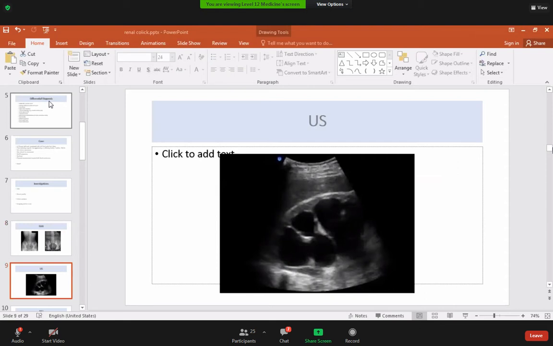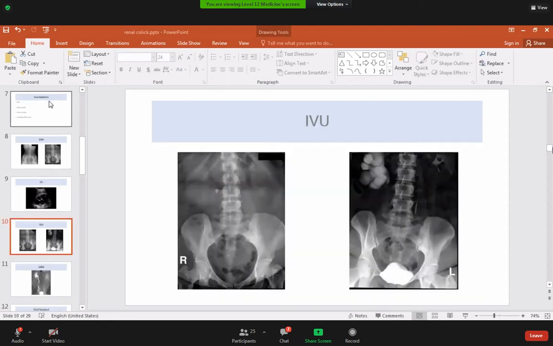We can go for an ultrasound scan, which can tell us about the condition of the kidneys, any obstructing lesions inside, like stones or any abnormal growths. It can tell us if that obstruction is causing back-flow obstruction and causing dilatation of the pelvicalyceal system.